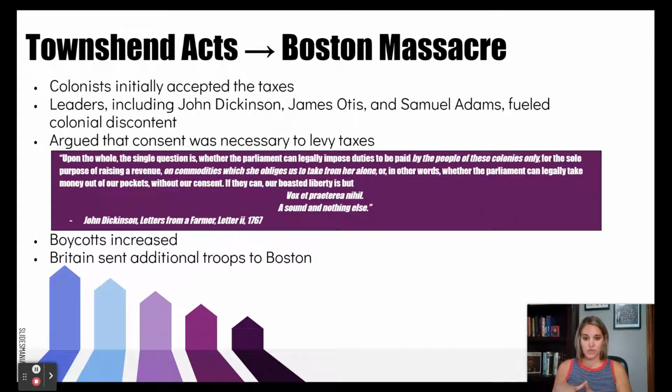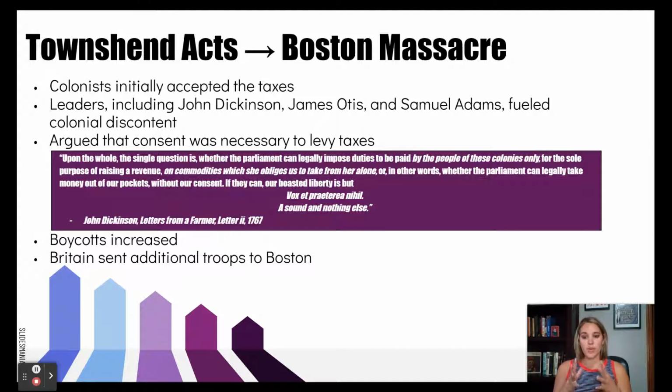So after the Stamp Act was repealed, there still needed to be revenue coming into Great Britain. And so what is passed is the Townshend Acts, and these are going to be taxes on paper, tea, glass, a variety of things. And the colonists are going to initially accept them, but leaders, including John Dickinson, James Otis, Sam Adams, they fueled the colonial discontent by once again reinforcing the need for consent.